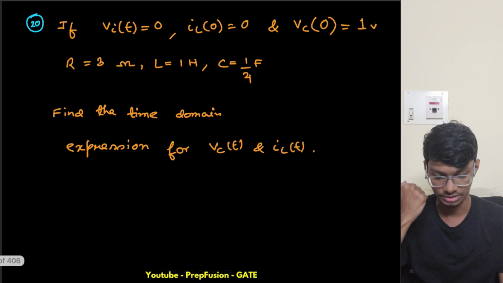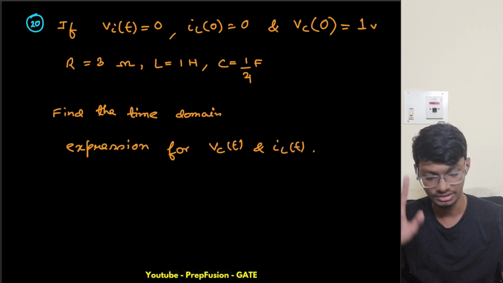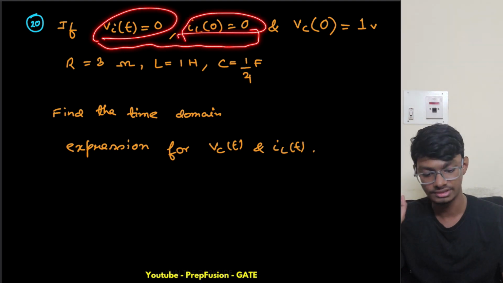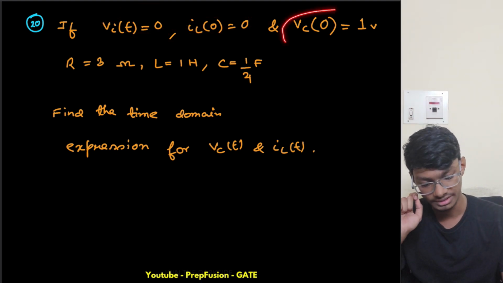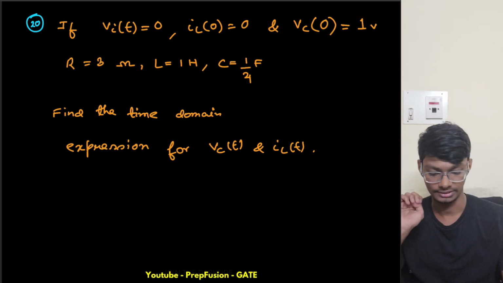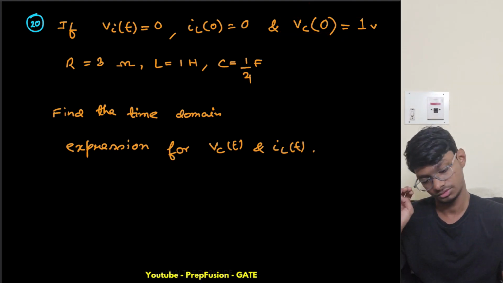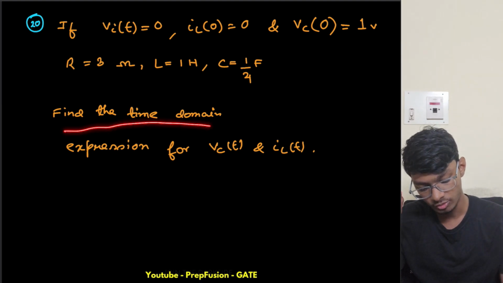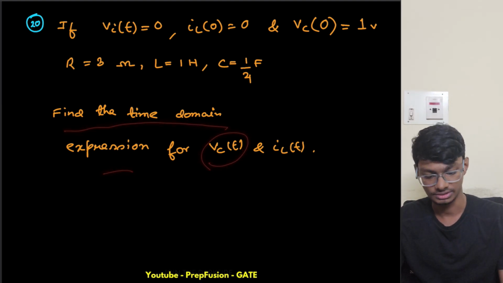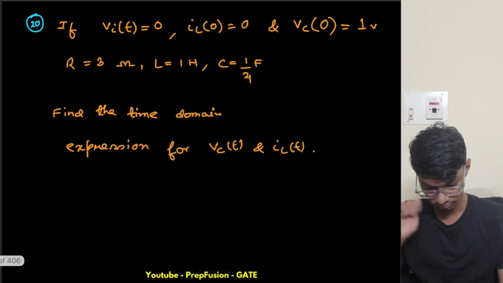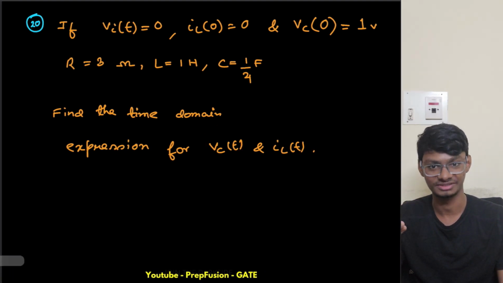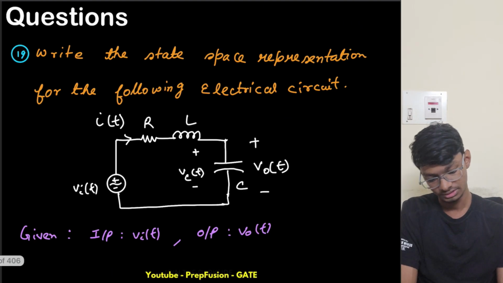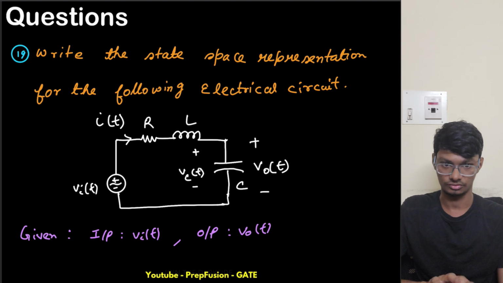Now, the next question asks us to find, given the initial conditions: the input is 0, the initial current through the inductor is 0, but there is some voltage across the capacitor, right? The RLC values are given. Find the time domain expression for my state variables, that is basically Vc of t and IL of t. So they have also given a hint that the state variables will be Vc of t and IL of t, right? So let's first solve part 1.